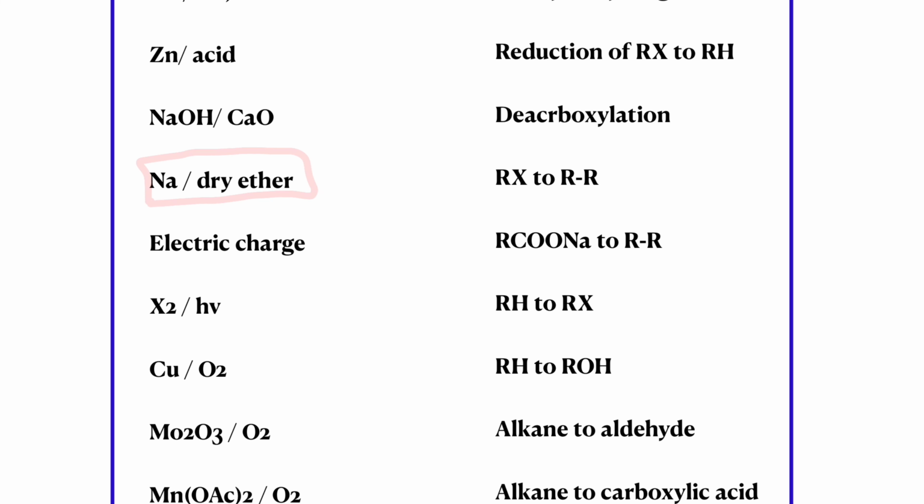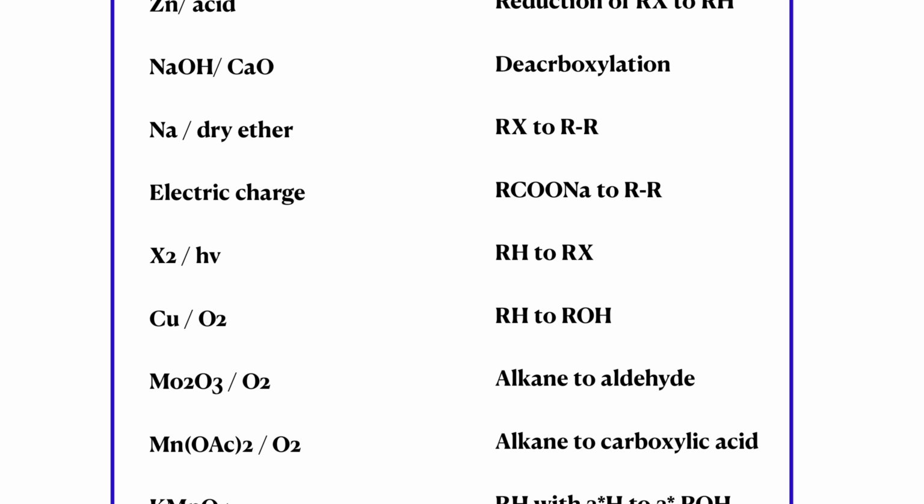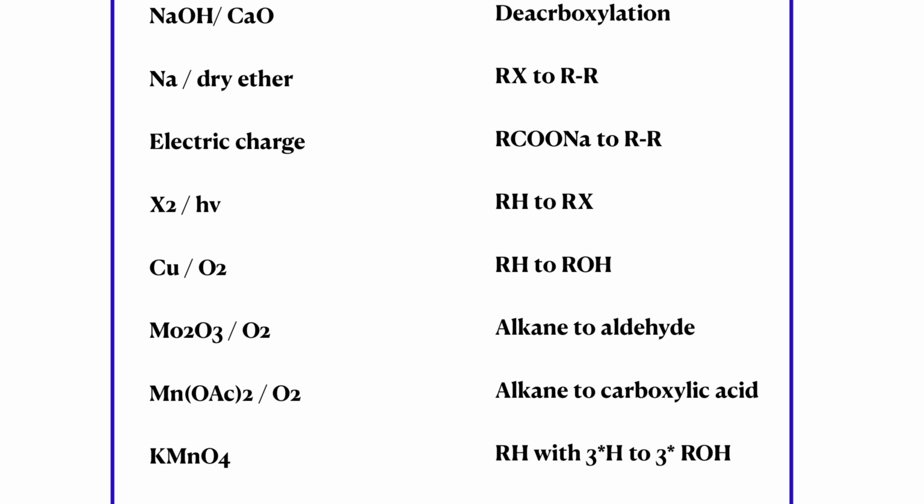Sodium and dry ether, that is Wurtz reaction. RX is converted to R-R, coupling. Methyl halide is giving ethane, ethyl halide is giving butane. Electric current. In case of electric current, RCOONa is converted to R-R. So this is Kolbe's electrolysis reaction.